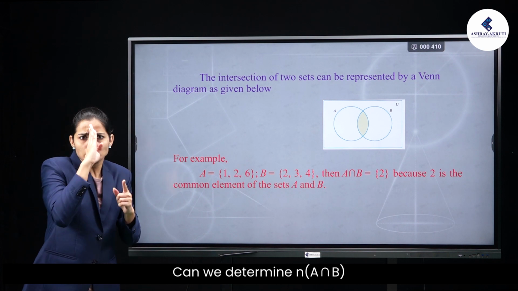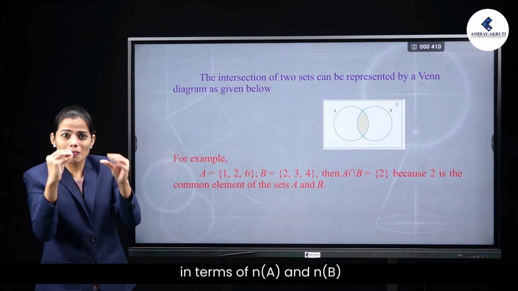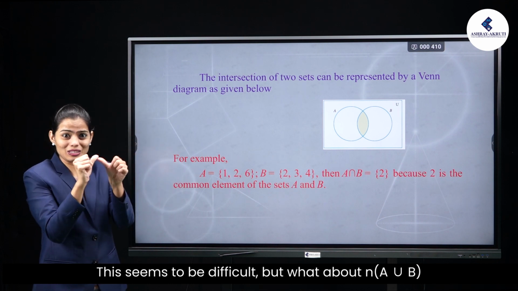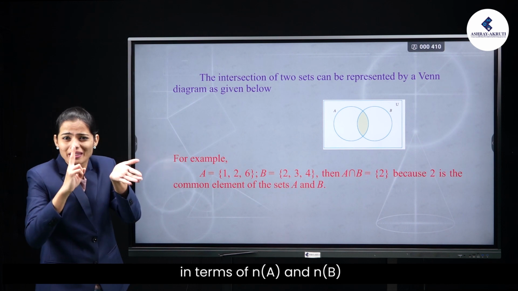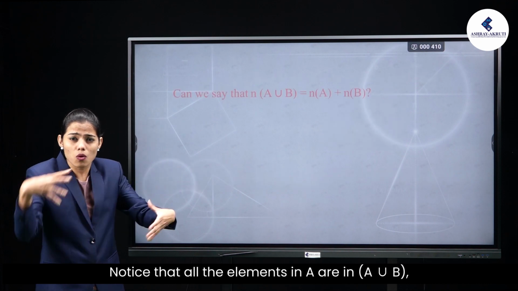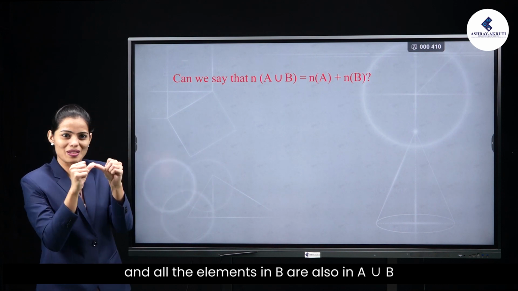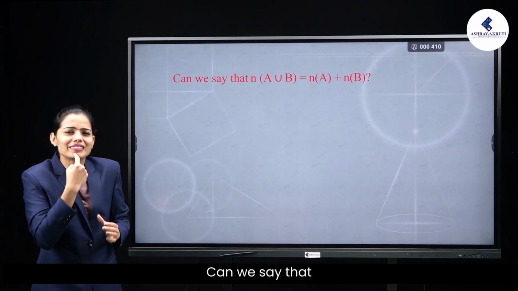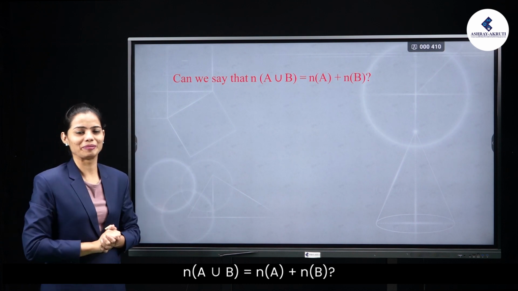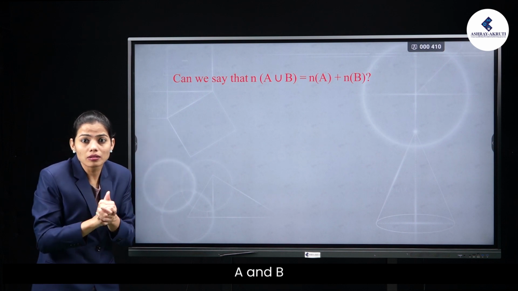Can we determine n(A intersection B) in terms of n(A) and n(B)? This seems too difficult, but what about n(A union B) in terms of n(A) and n(B)? Notice that all the elements in A are in A union B and all the elements in B are also in A union B. Can we say that n(A union B) = n(A) + n(B)? Unfortunately, not. Consider an element common to both A and B.